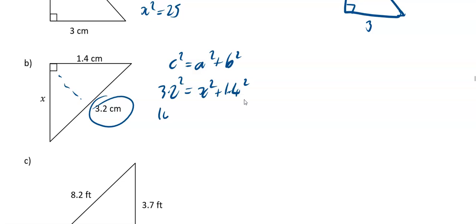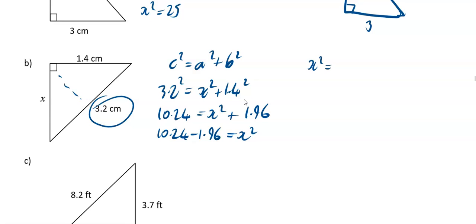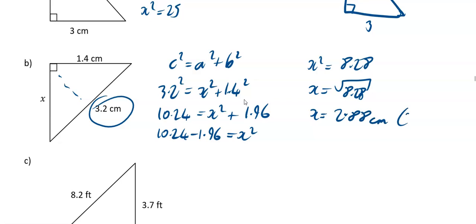So 3.2 squared is 10.24, x squared, and then 1.4 squared is 1.96, and then 10.24 minus 1.96 is equal to x squared. And then if we just work that out, x squared is going to be equal to 8.28. Then x is just going to be equal to the square root of 8.28. So x works out to be, and it's not a nice number here, so I've had to do this to 2 decimal places, 2.88, and the units are centimeters, and that's to 2 decimal places.